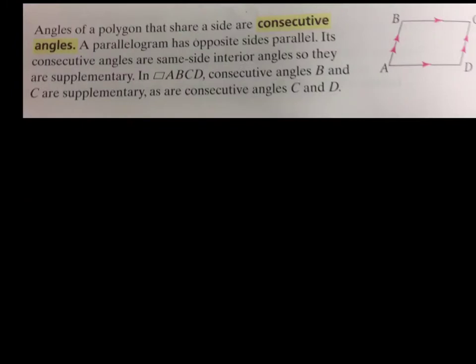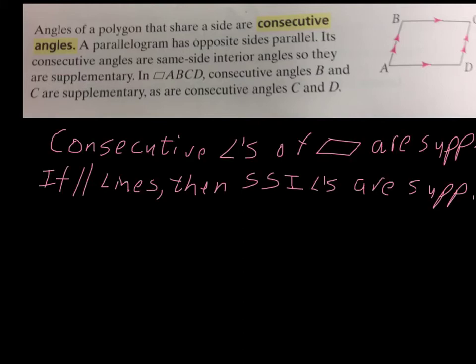Now the very bottom paragraph on page 312 is a very important paragraph because it basically explains that if you have parallel lines, you already know that your same side interior angles are supplementary. So if you have a parallelogram, your consecutive angles are going to be supplementary. And they use this just like a theorem in the book, even though it does not state it as such. So you need to know, when the book says consecutive angles of a parallelogram are supplementary, that's the exact same thing as saying if parallel lines, then same side interior angles are supplementary.